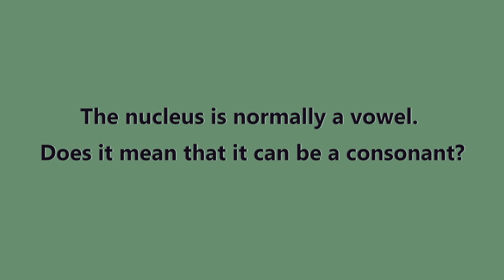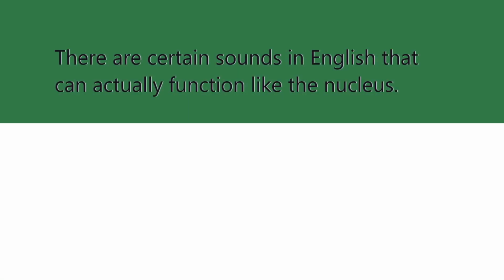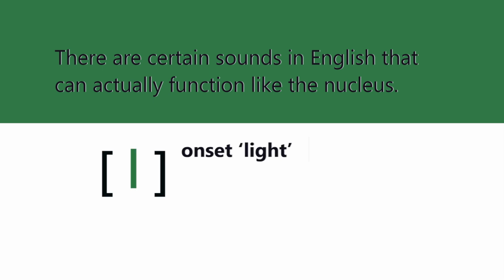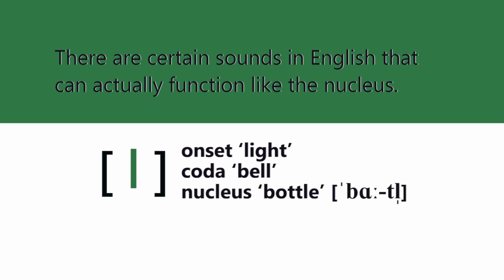Here we said that the nucleus is normally a vowel. What does that even mean? Does it mean that it can be a consonant? Last but not least in this discussion, if you stick to English, there are certain sounds in English that can actually function like the nucleus. For example, the sound la in the word light is obviously an onset, and in the word bell, it's a coda. However, in the word bottle, here you have ba and then bottle.